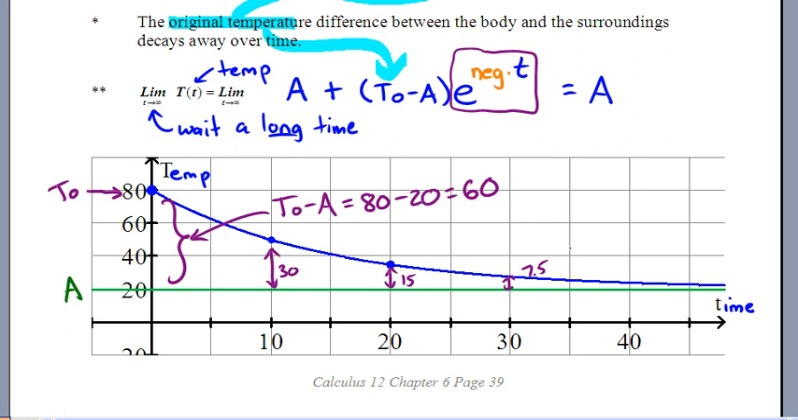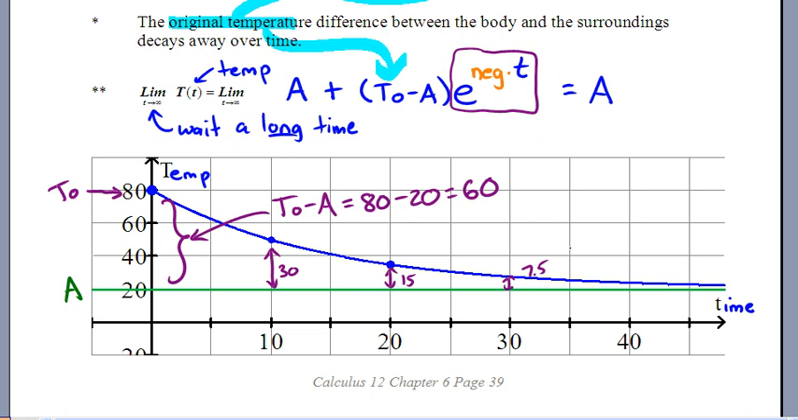And it's just that half-life story. It's just going to get smaller and smaller and smaller. And we're just going to end up decaying down to room temperature. That's what Newton's law of cooling and stories like it are all about. It's an exponential decay, but with a limit of some value that isn't zero in the very end.